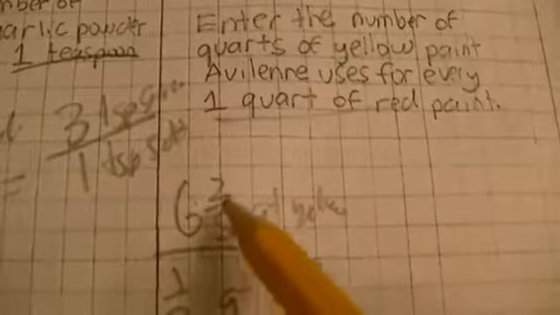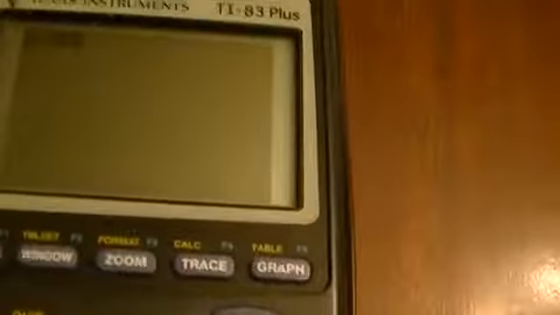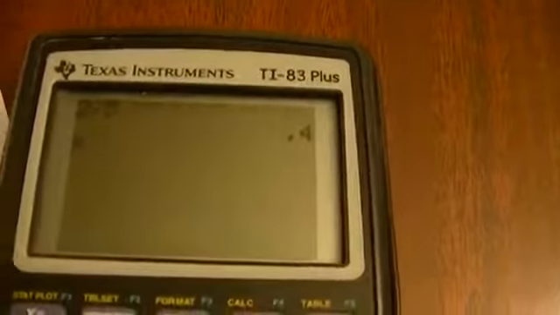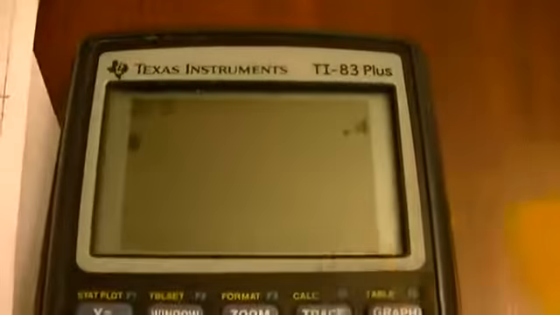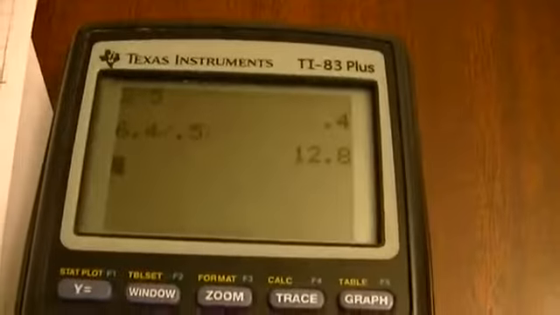That's cool. Or you can go, well, what's this as a decimal? 2/5 as a decimal, 2 divided by 5. Oh, good, it's not repeating. So since it's 6 and 2/5, it'd be 6.4. We divide it by 1/2, which is 0.5, and we get 12.8. And you'd get that too if you did the fraction part. 12.8 quarts yellow for every 1 quart red.